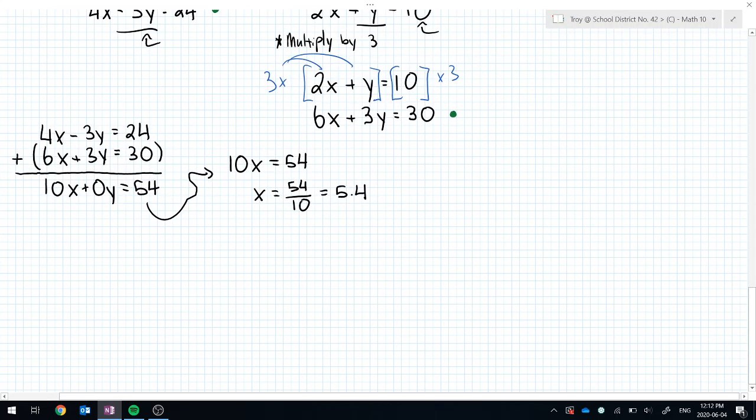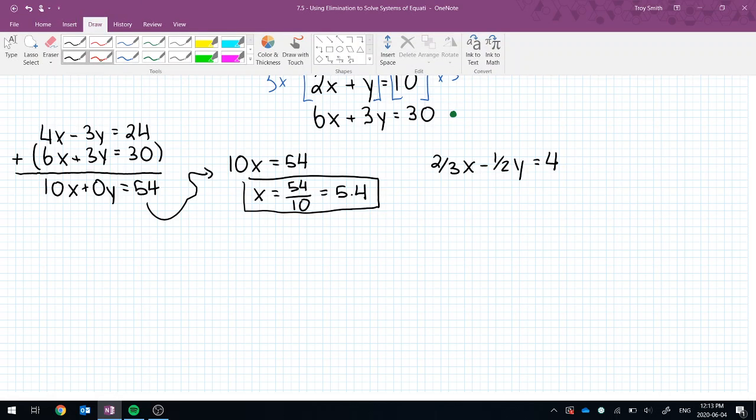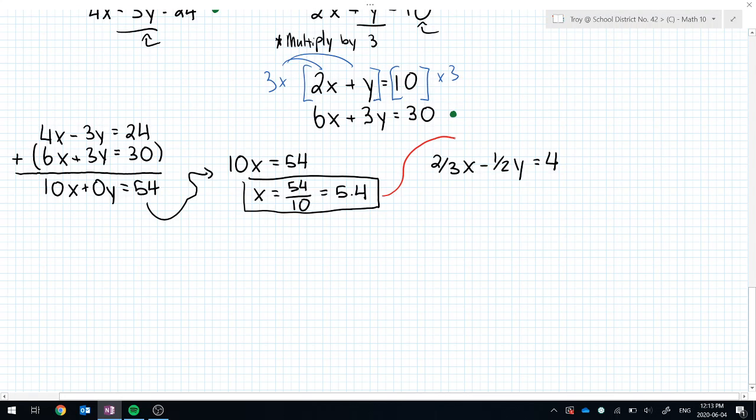So what we'll do from there is we can just substitute in this x value into one of our original equations. So I'll just take one of our original equations from the very start of the question. So that's the first answer there. And the second one, I'll just do 2/3 x minus 1/2 y equals 4. So I'll take this x and I will substitute that right there.